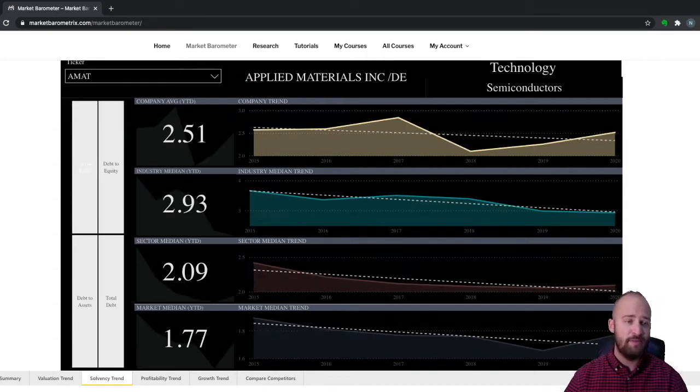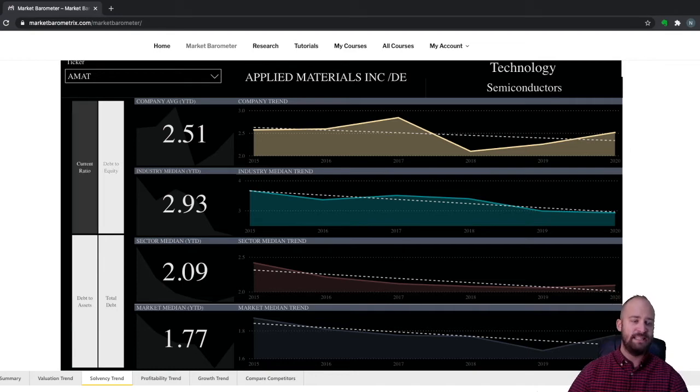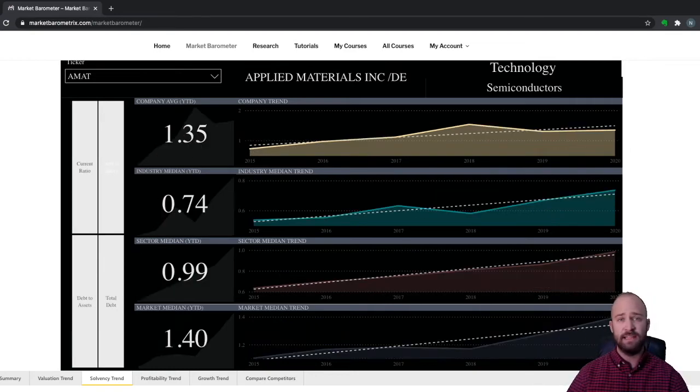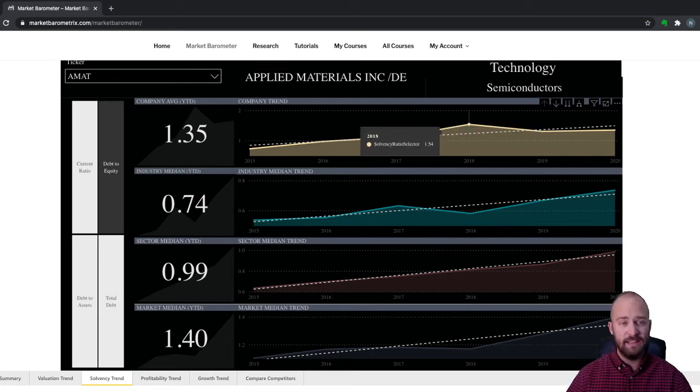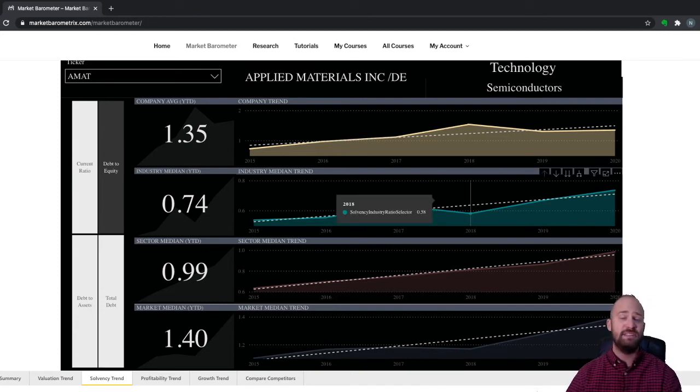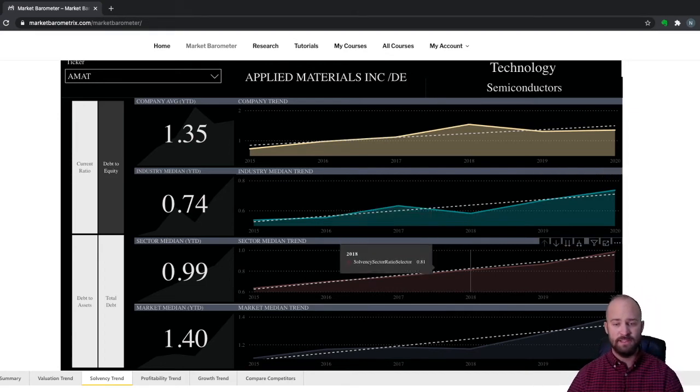So over to the left here, you have a bank of buttons. These are going to allow us to switch between the different financial ratios that in this instance are related to solvency. So we have current ratio, debt to equity, debt to assets, and total debt. Clicking any of these buttons is going to update the charts and figures to the right. So the charts and figures here, this is where the real analysis takes place. The topmost chart is the company itself, and the figure to the left is the year-to-date average of the financial ratio that you have selected for that company. Below that is the industry median of that financial ratio. Below that is the sector median, and below that is the market median.